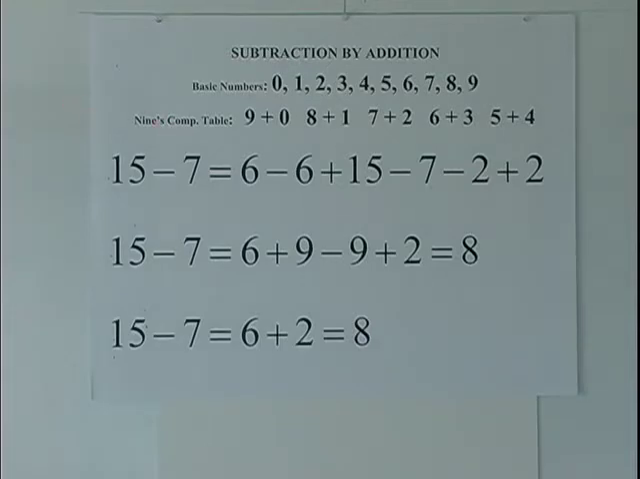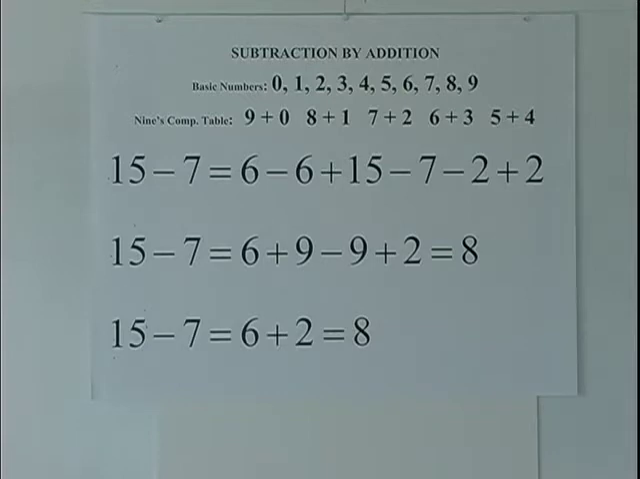In order to define what the 9th complement of a number is, I have to find the pairs of numbers in the basic numbers that add up to 9. So if I add that 9 to that 0, I get a 9. If I add that 8 to that 1, I get a 9. If I add that 7 to the 2, I get a 9. If I add 6 to 3, I get a 9. If I add 5 to 4, I get a 9. So there's 5 pairs of basic numbers that add up to 9.